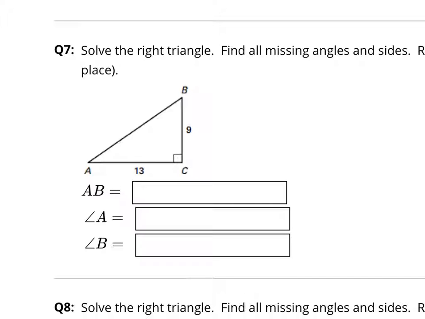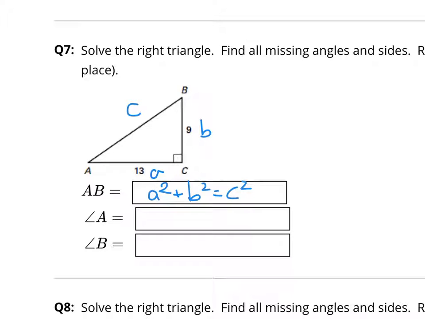Okay, number 7, we need to find all these. We got 3 different answers we need to find. The first one is length AB. So we're going to use first the Pythagorean theorem. So you need to use a squared plus b squared equals c squared. This would be the C, here's your A, here's your B. Okay?